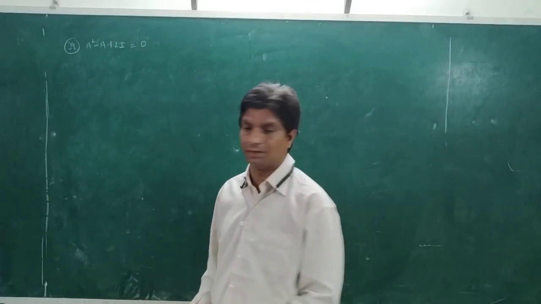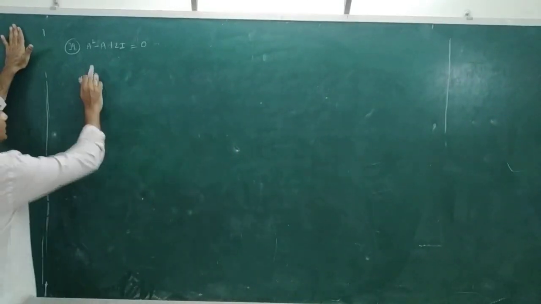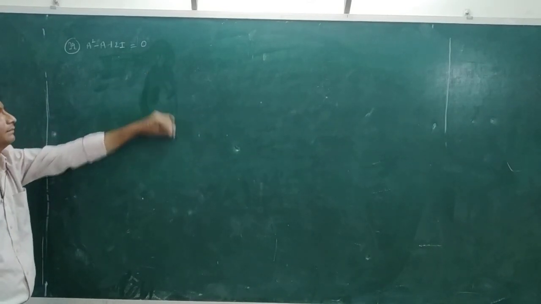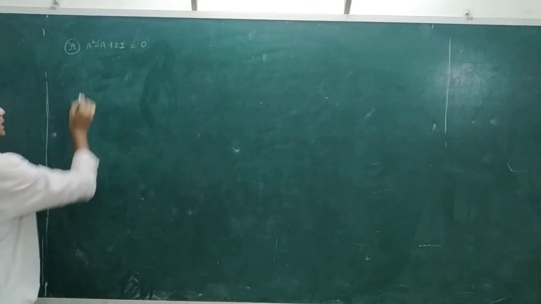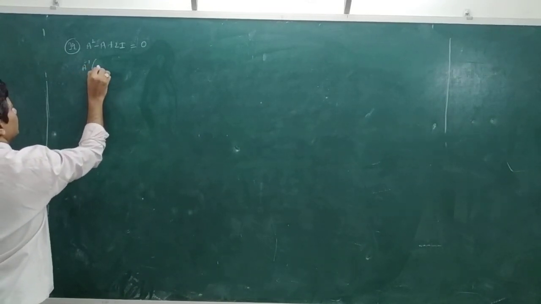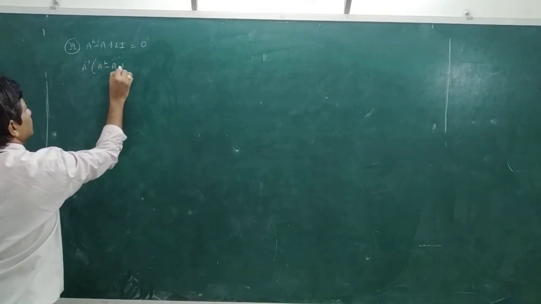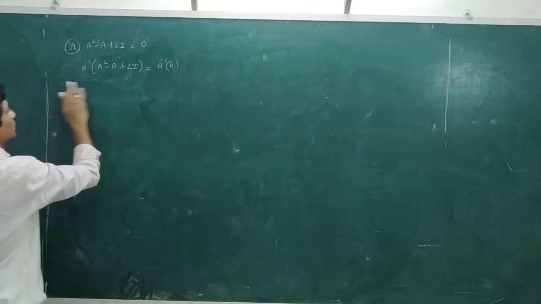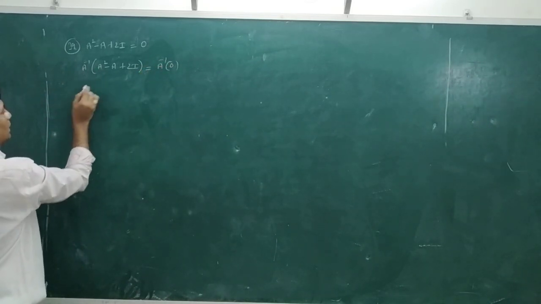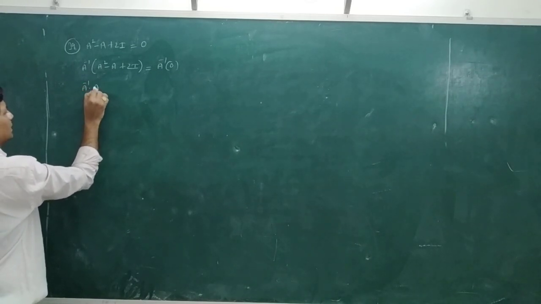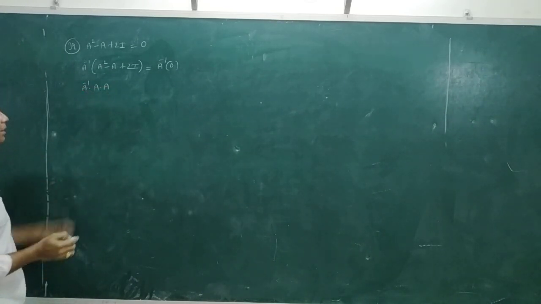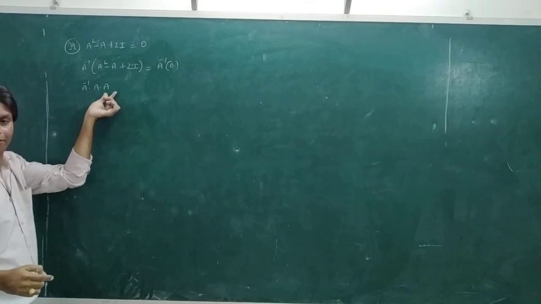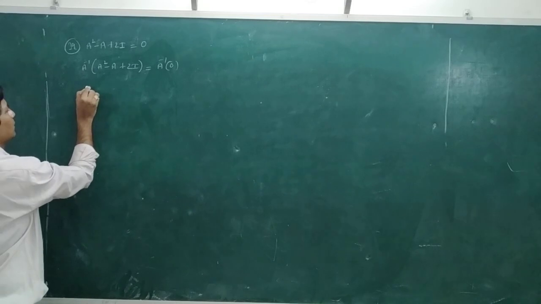Now we have to find A inverse. A square minus A plus 2I equal to 0. Multiply A inverse on both sides. So this is A inverse into A square minus A plus 2I equal to A inverse into 0. A inverse into A square means A into A, right? What is A inverse into A? It is I. So A inverse A square is I into A, which is A.